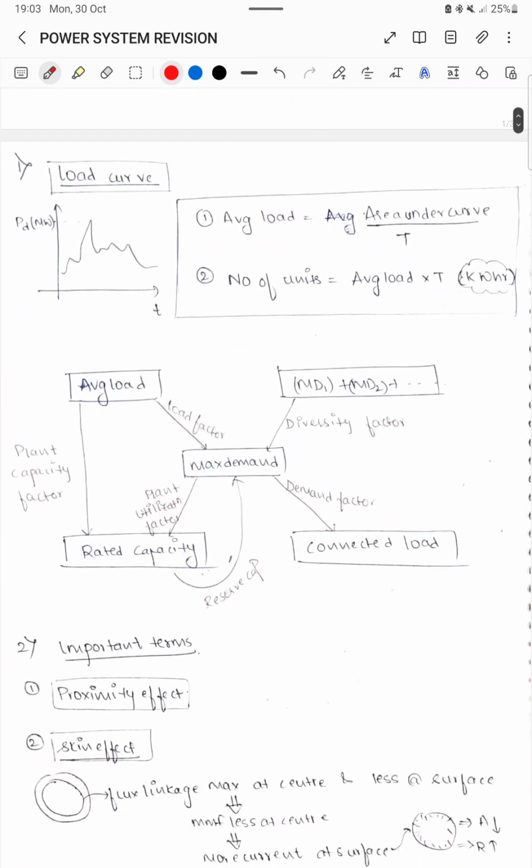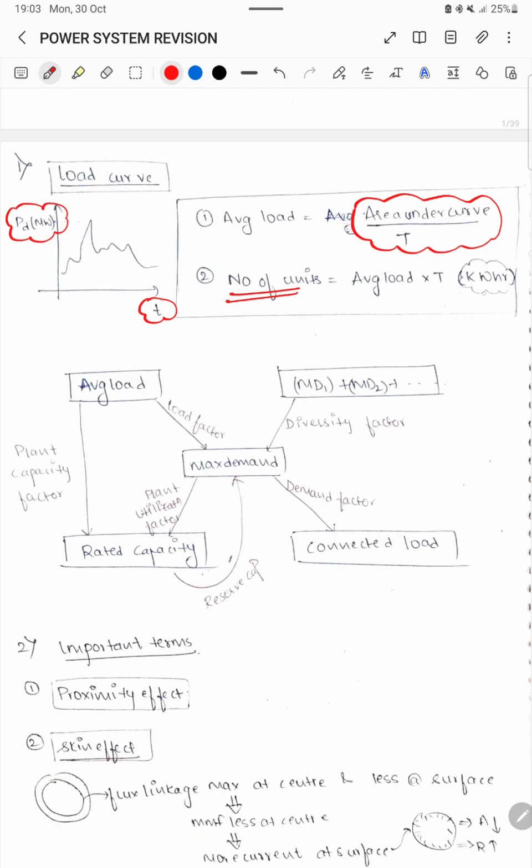Now let us move to the concept of load curve. Again we will be seeing this concept in economic load dispatch, but before that let's quickly go through this. Okay, load curve. So what is load curve? Load curve is nothing but a graph between demand power in megawatt versus time. Okay, so questions will be asked in two ways. Average load would be in terms of power, so that is area under curve upon time. So that is average load, area under curve upon time, and number of units.